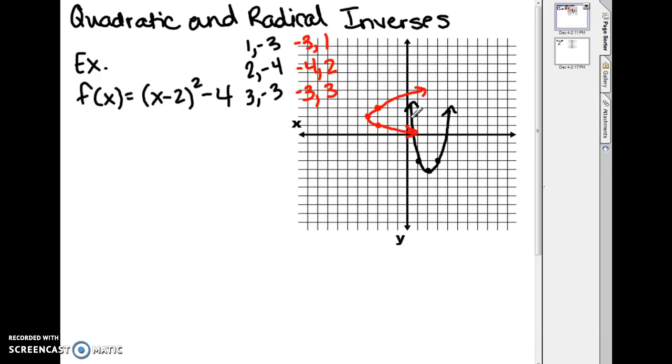Okay, so that's step 1 that you're going to do. You're going to graph the original in your calculator, get some points, and then switch them to find x and y. Now I want to find the domain and the range of each one. So the domain of this one is negative infinity to positive infinity, all real numbers.